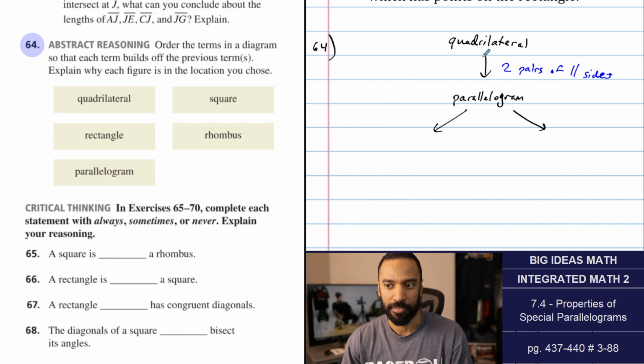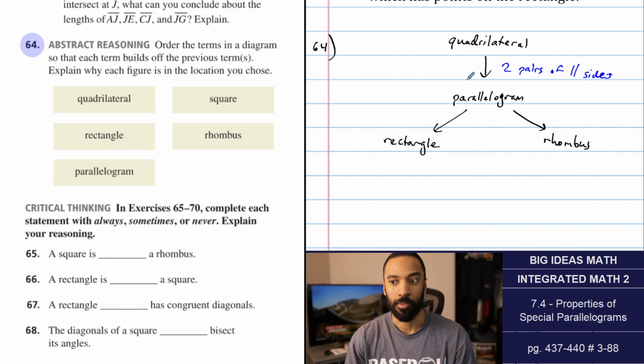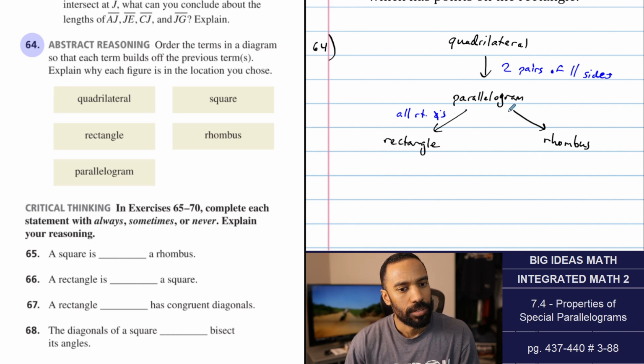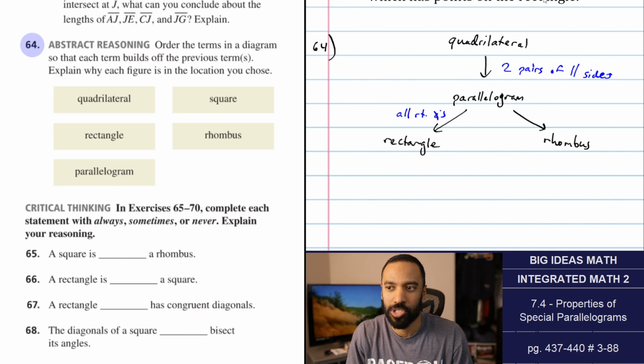A parallelogram is everything a quadrilateral gives. So quadrilateral gives you things, and I have a parallelogram, two pairs of parallel sides. From a parallelogram, I can now spur off and either become a rectangle or a rhombus. What makes a rectangle or a rhombus? Well, either a parallelogram or quadrilateral, technically, with all right angles. Each term builds off the previous terms. I'm trying to think if I want to do even more on the congruent diagonals thing. I could.